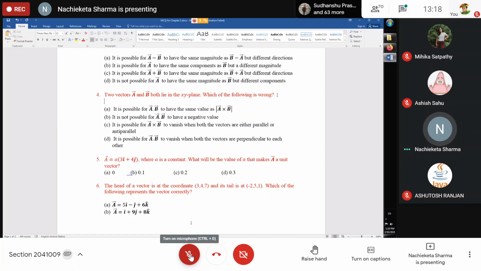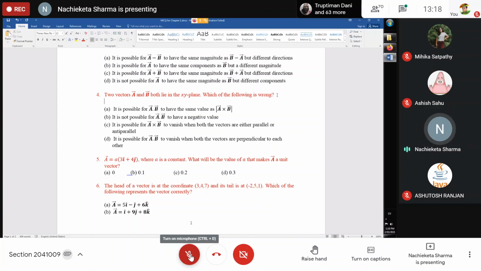It is not possible for A dot B to have a negative value. No, that is wrong, because it is possible for A dot B to have a negative value, as we saw in the first question. When the angle between them is greater than 90 degrees, then A dot B will give a negative value.